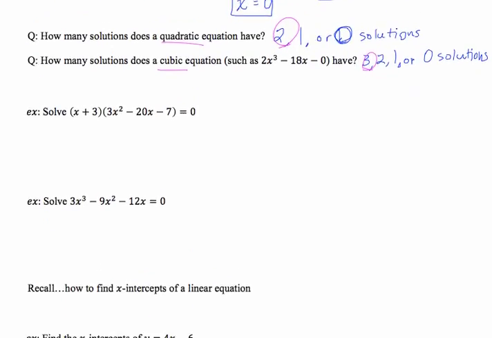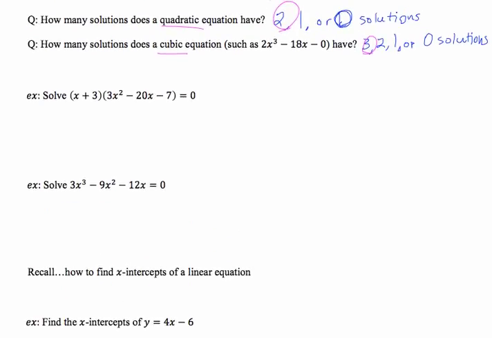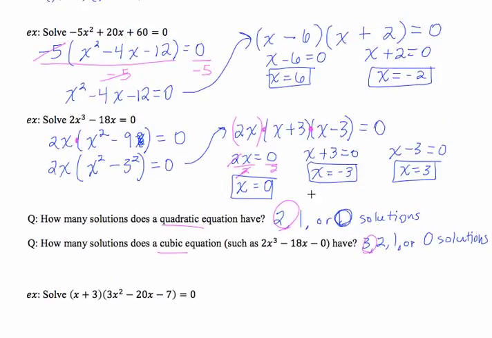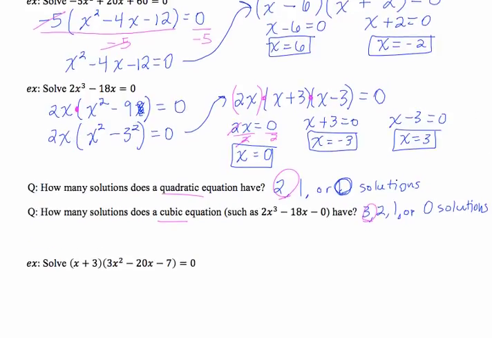Okay, let's do some more here. Let's solve this. We have x plus 3 times 3x squared minus 20x minus 7 equals 0. What I recommend doing is factoring more completely, because we're going to have to factor this quadratic. But we could also just go ahead and set each factor equal to 0, which was the other way to do the previous one. So I'll do it that way on this one, rather than factoring first.